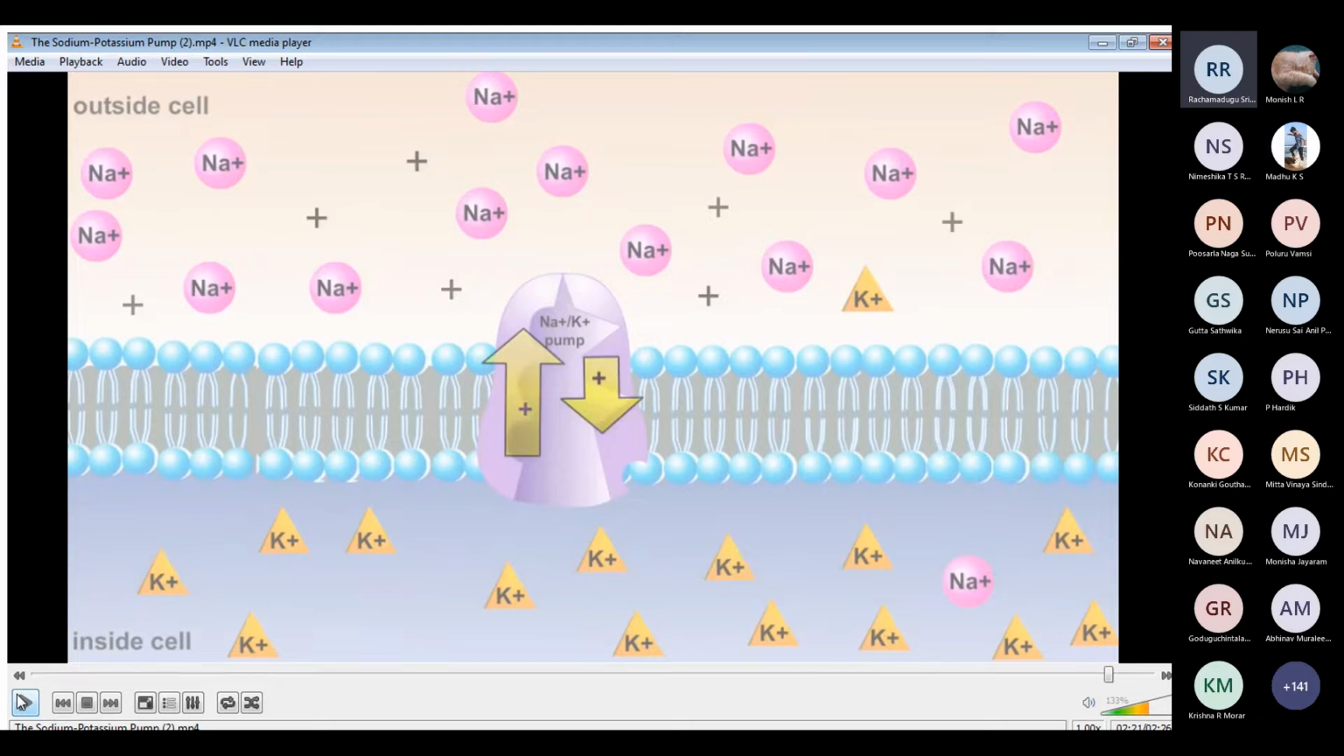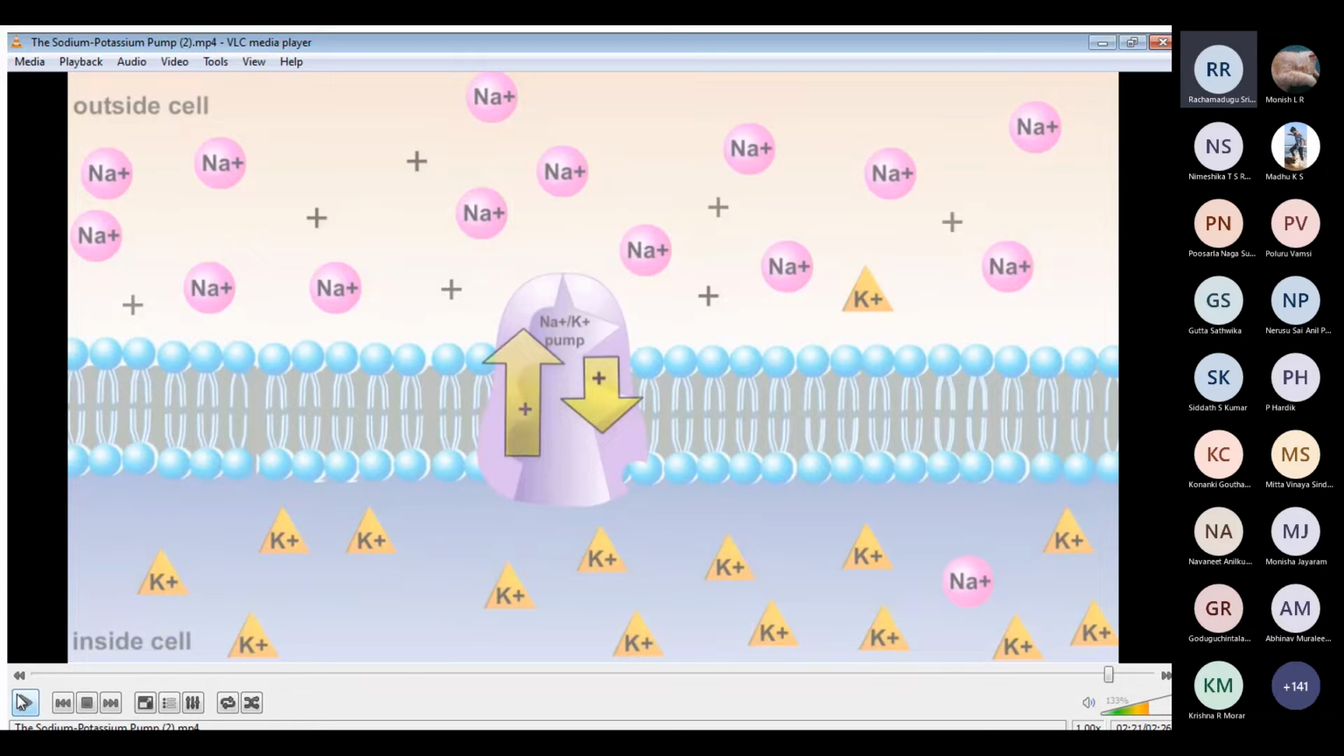Yes, ma'am, against the concentration gradient. This process is an active process. That's right, because this happens with the help of ATP, right? Yes, ma'am. So it is an active process. Got it?